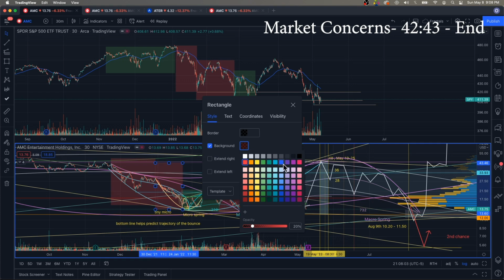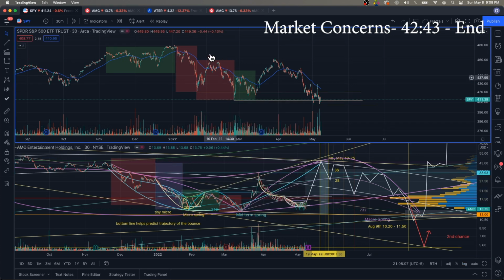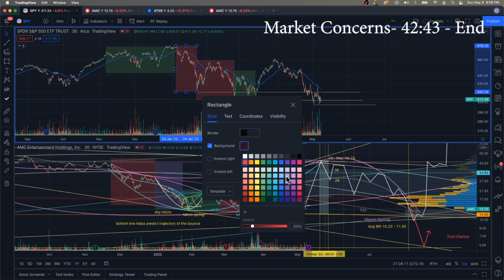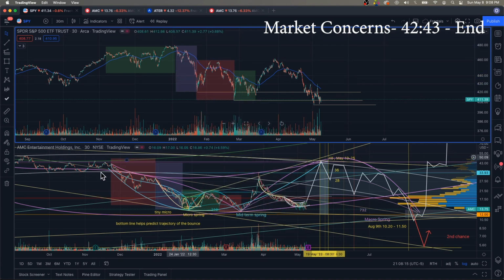So let's make this one a lavender color, okay? And we're just sectioning it off. I know on the whole, you look at it and you're like, yeah, they're just going down. But every other time, even though the sequencing is similar, they've actually been opposite.